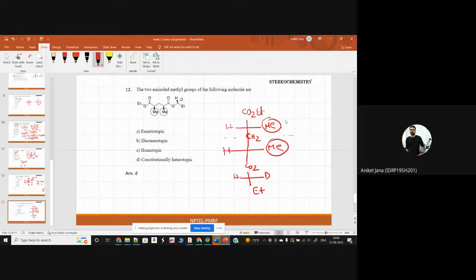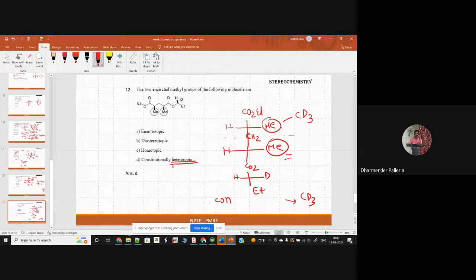And if we change this one with CD3 and in another set this one with the CD3, then we get two molecules. What are they? Bonding is different. Yes, bonding connectivity is different. So connectivity in this case is different. They are constitutional isomers, not diastereomers, constitutionally heterotopic in this case.